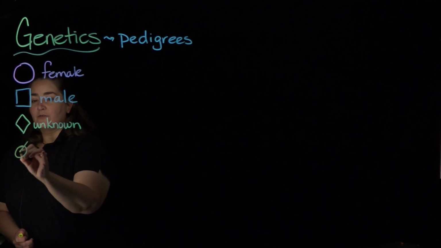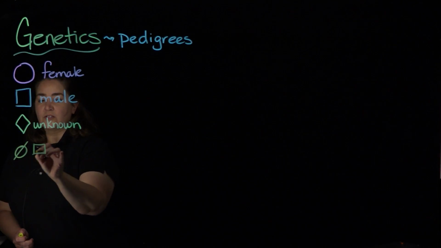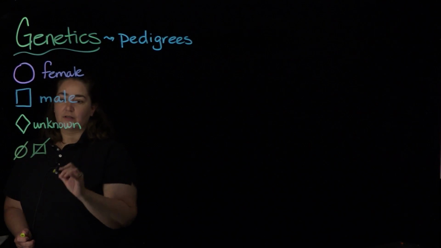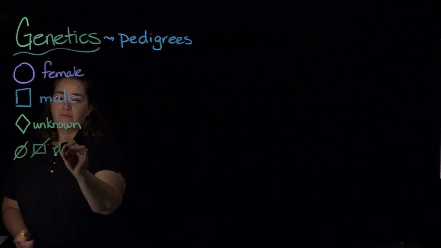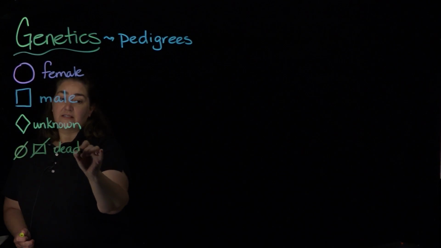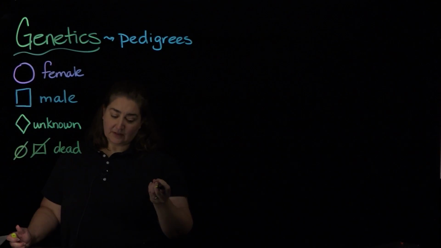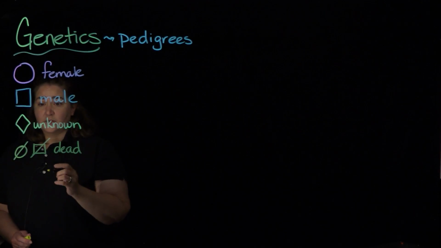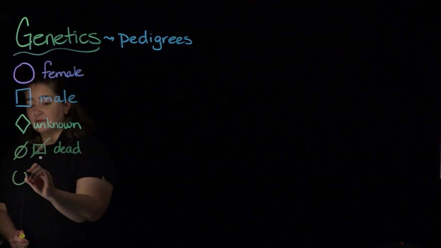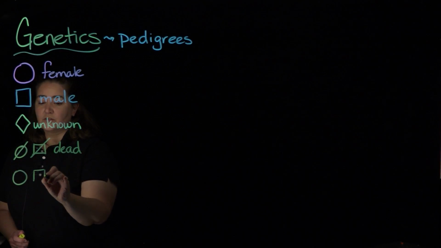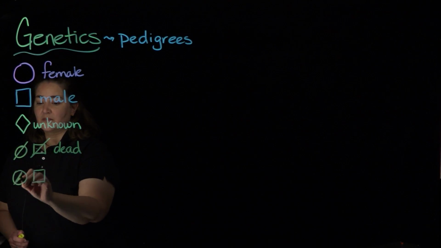If you see either a circle or a square with a hash through it, that means that person is no longer living, so they're deceased. There's something else we'll see in pedigrees that's going to be different. I'm going to draw it right underneath here so that you can see the difference.